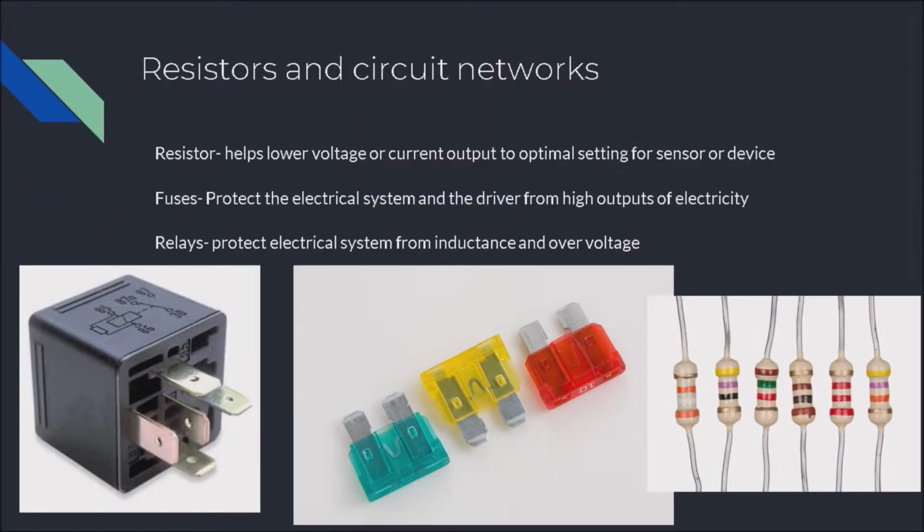Resistors and circuit networks. Resistors help lower the voltage or current output to optimal settings for a sensor or device. Fuses protect the electrical system and driver from high outputs of electricity, and relays protect the electrical systems from inductance and over voltage.